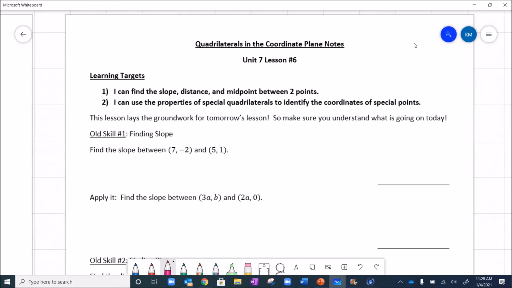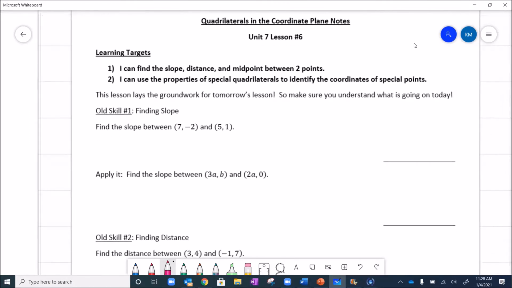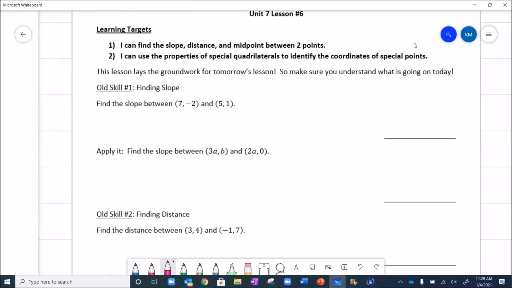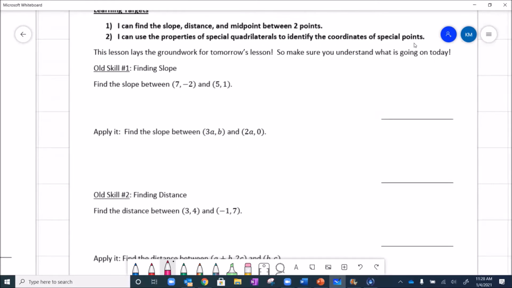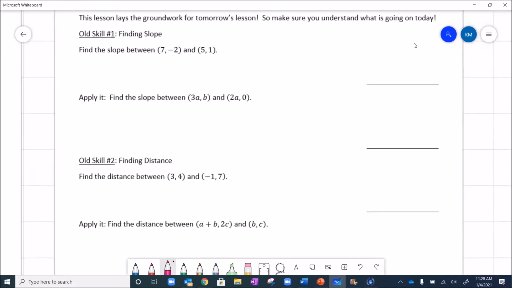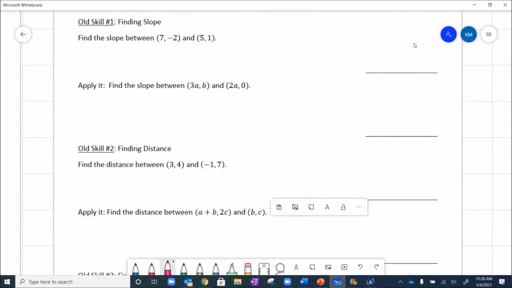Okay, so this lesson really lays the groundwork for tomorrow's lesson. So make sure that you understand what's going on today, because really what we're doing now is taking what we learned from algebra and making it just a tiny bit more abstract with the use of variables rather than integers. Okay, so let's go through it here.